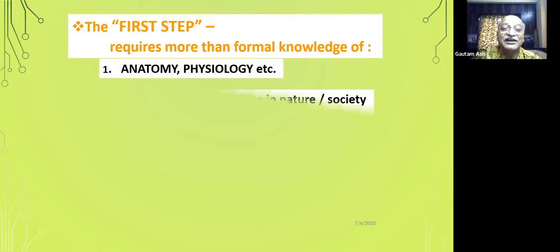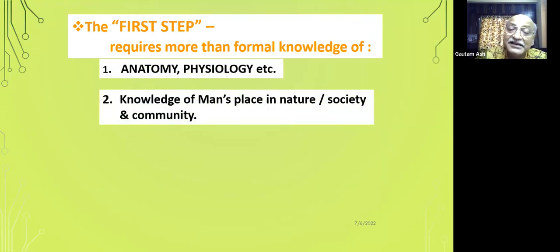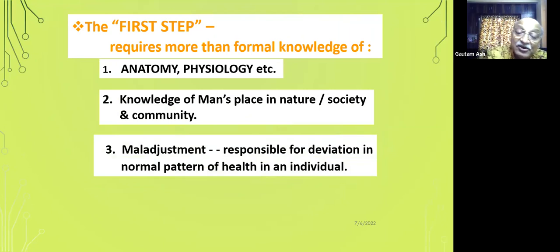The first step to have this knowledge requires more than formal knowledge of the subject: anatomy, physiology, knowledge of man's place in nature and society, community. Because the nature, that means the environment, society, community, will have an impact on the patient. That will aggravate or produce the disease condition, because these are all disease potentials. They are responsible for the miasms, the dominant miasm, but not the fundamental one.